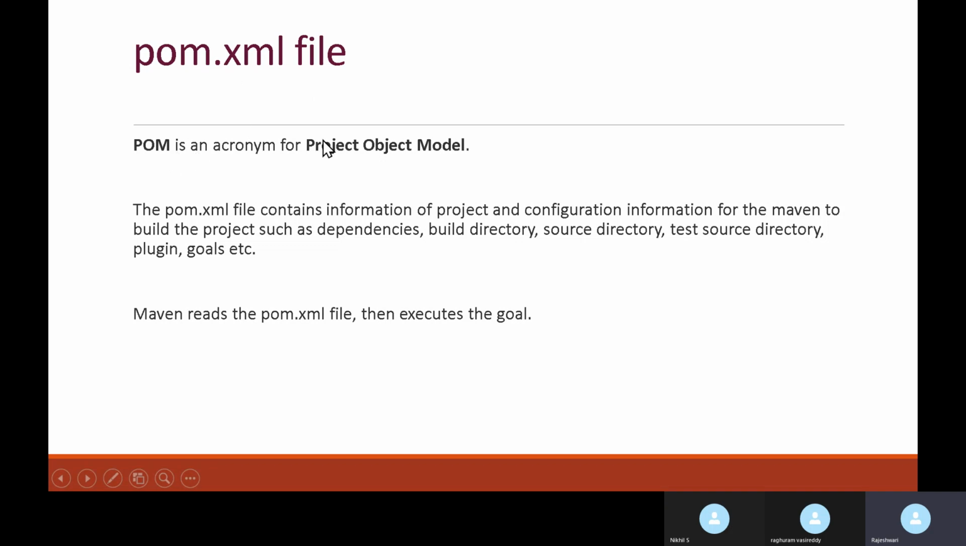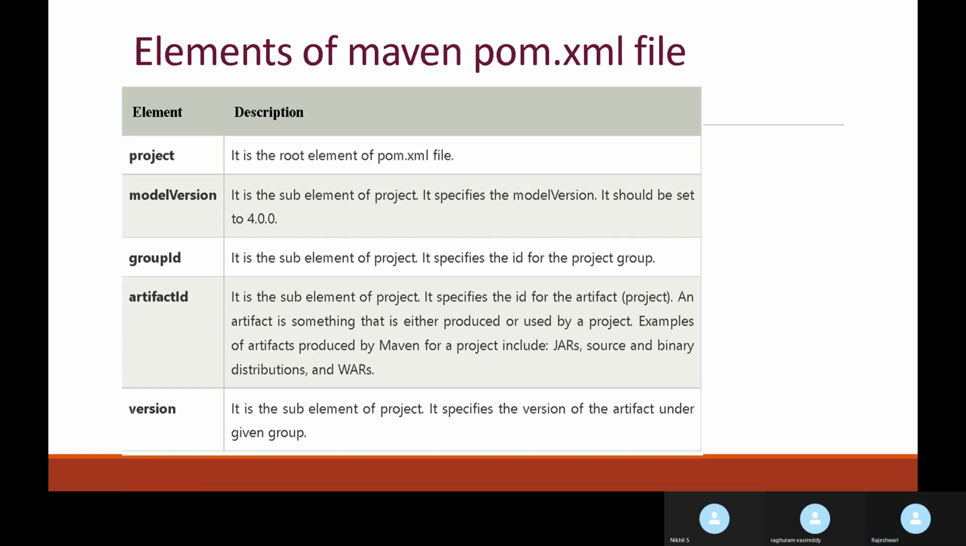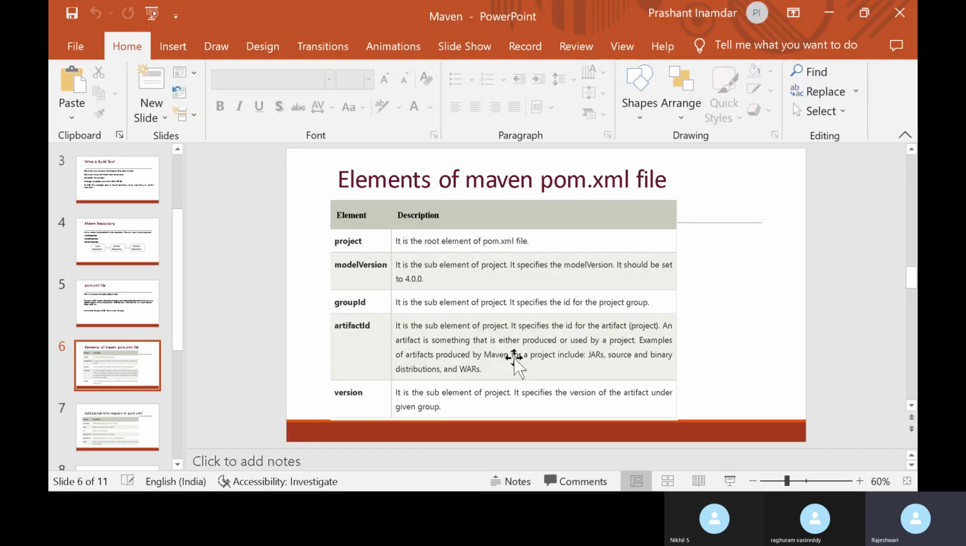POM is nothing but Project Object Model, and it contains the information of our project and the configuration for it. If there are any dependencies, as I told just now, or the source directory, where it has to store what, all that information can be added in pom.xml. But for us, what matters is this part. Dependencies is what we will handle. So Maven reads the pom.xml file, then it executes all the things. I will show you here before I go to this slide.